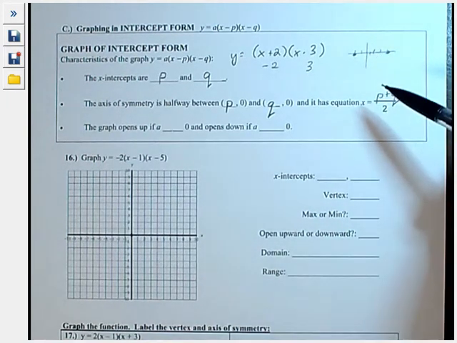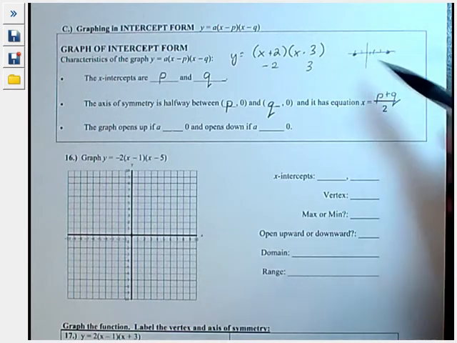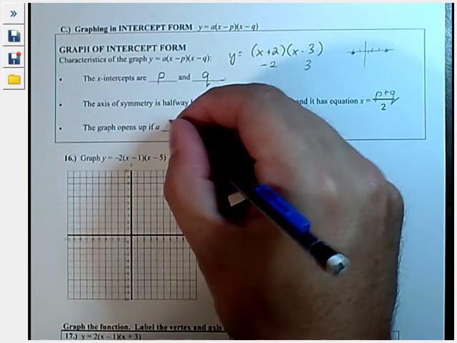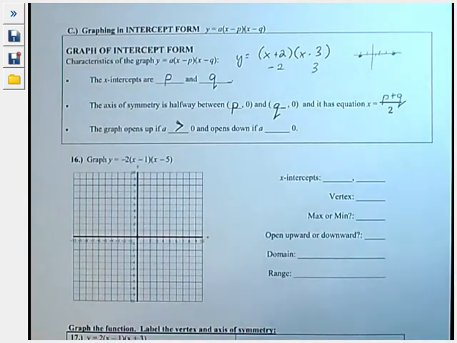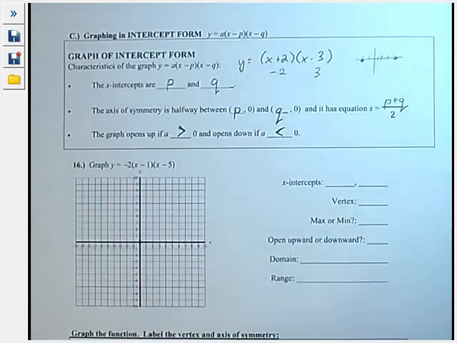The reason that's important is because that is how we're going to find our vertex. Just like we did with the standard form when we did negative b over 2a, we're going to use this to find that point. And I'll show you that down here in just a moment. If the graph opens up, that means a is larger than 0, which means it's positive. The graph opens down if a is less than 0. That means that a is negative.